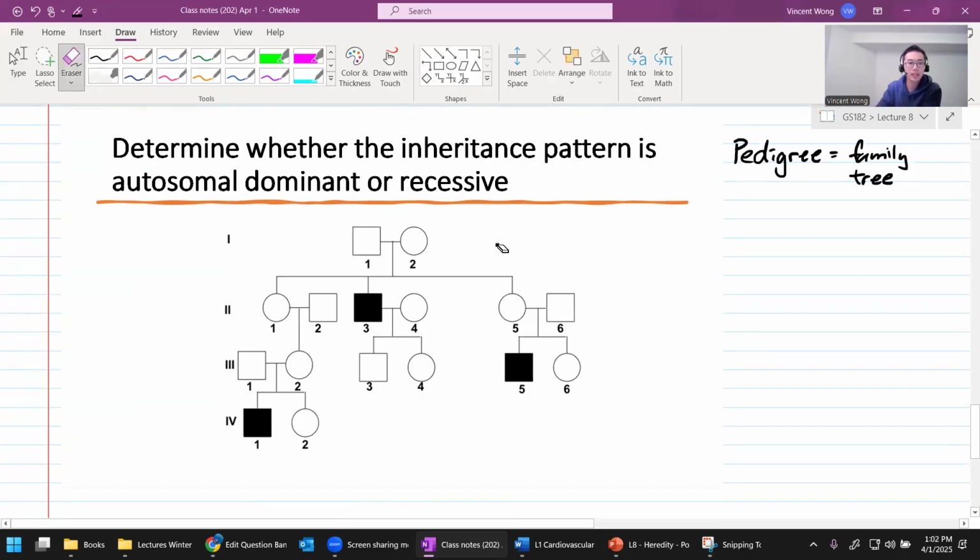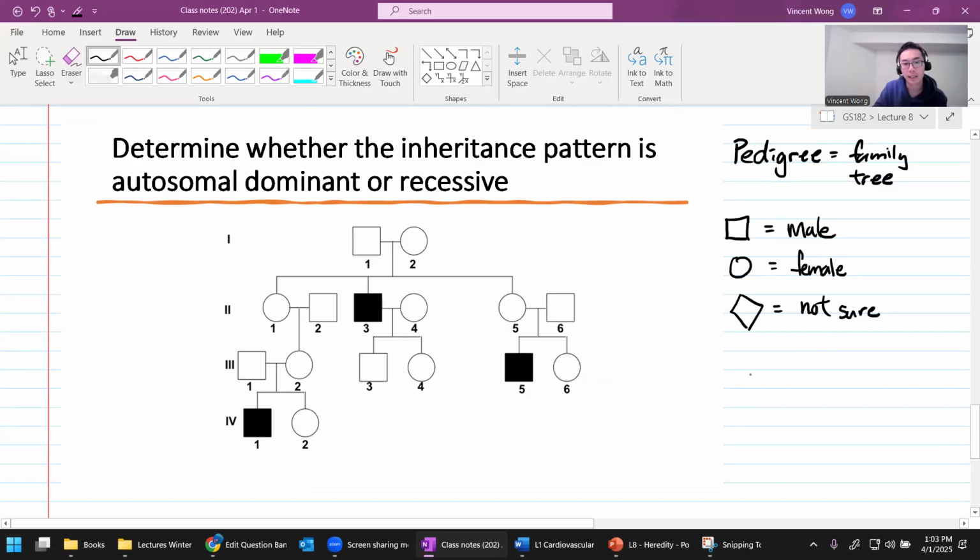And based on the pedigree, I want you to tell me whether the trait that we're looking at is dominant or recessive. So let me give you a bit of background, okay? Square is male, circle is female. And if someone is pregnant but they don't know if it's a boy or girl yet, then we use, what do you call this shape? Diamond, okay. So this is not sure yet.